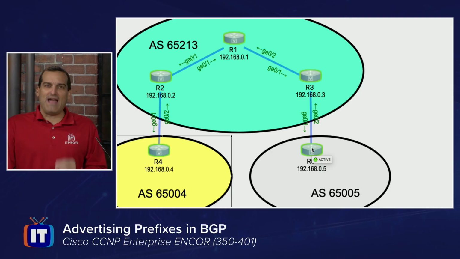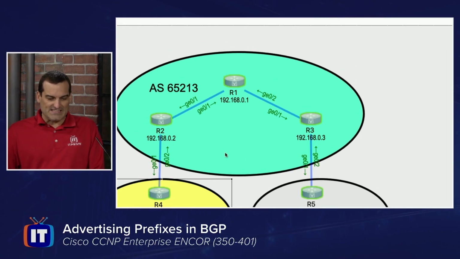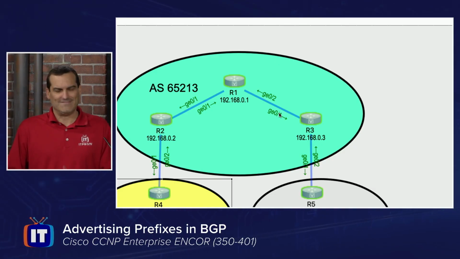There is a little magic that Ronnie and I had to do inside of this AS right here because of something called the IBGP split horizon rule. Remember, the IBGP split horizon rule says, if you learn stuff via IBGP, don't advertise it via IBGP. So we did a route reflector configuration inside of AS65213 in order to work around that split horizon rule. Not a big deal for us in the Encore exam, but I did want to make sure that you were aware that we did that behind the scenes.